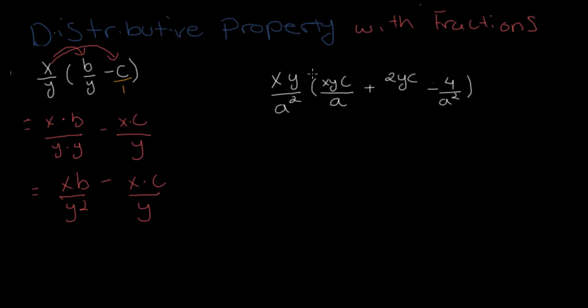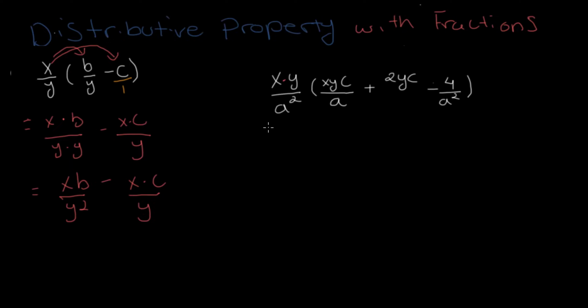Now we're going to move on to a more complex expression, and we're going to use distributive property, what we just learned. Let's start with this first term. We know that xy divided by a squared is being multiplied by xyc divided by a plus 2yc minus 4 divided by a squared. This time we have fractions on the outside and fractions on the inside.